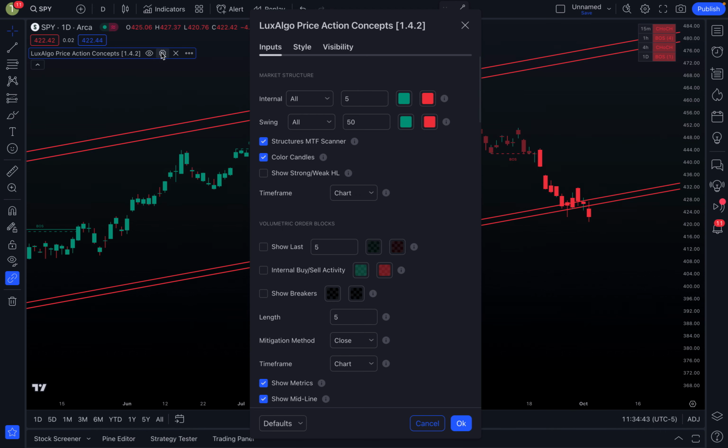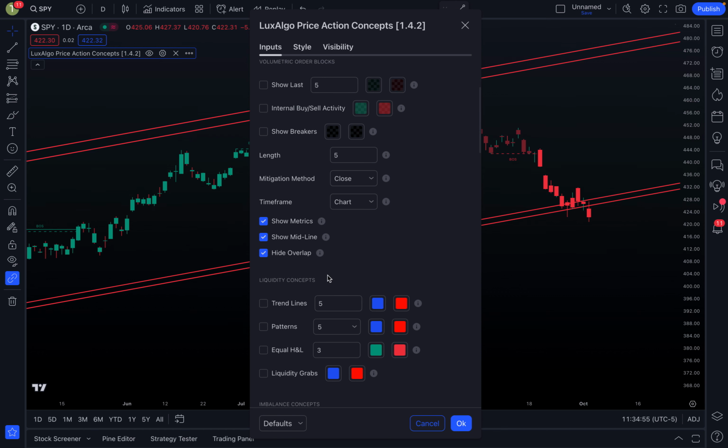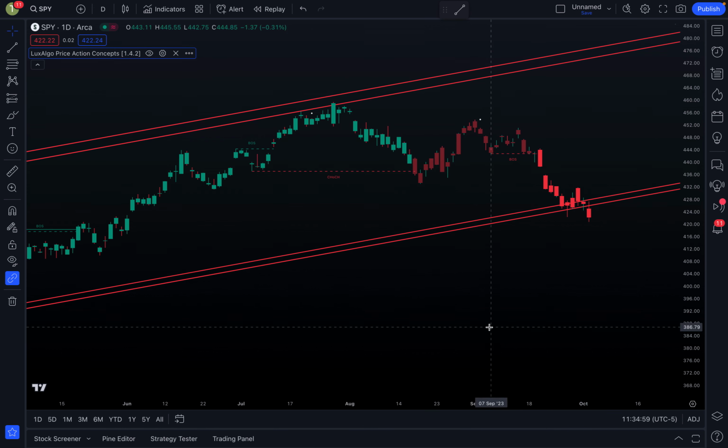Now let's go back. I'll leave the color candles up. Let's uncheck this here and move on to liquidity concepts. So trend lines, we'll do that here first. As it states, we're going to see some trend lines, some zones being displayed here. Now these trend lines or zones are only going to be displayed if market participants found liquidity in them.